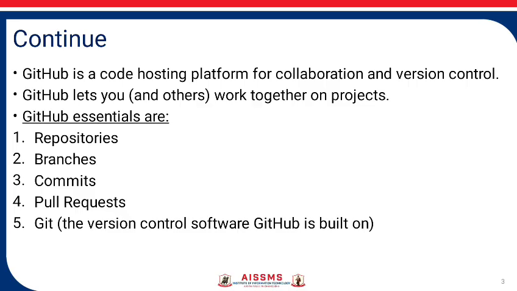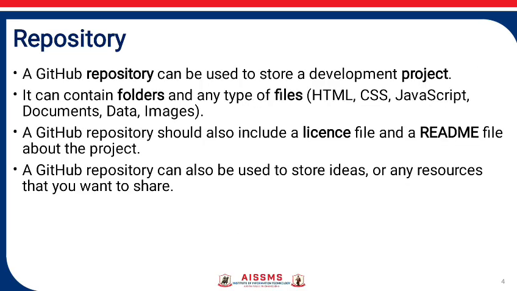GitHub Essentials. The key components of GitHub are repositories, branches, commits, pull requests, and Git, the version control software used by GitHub. Understanding these basics is essential for effective collaboration. The first one is repository.